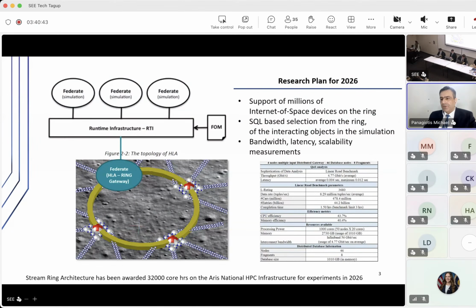The first is the concept of a cardiac center habitat on the Moon. Electrocardiogram signals are transmitted through Internet of Space devices to a cardiac intensive care unit. The second subject addresses the problem of having millions of such Internet of Space, Internet of Things devices that need to be simulated and processed. We are going to address this second problem with the data stream ring architecture we proposed during the WSC 2025 conference.